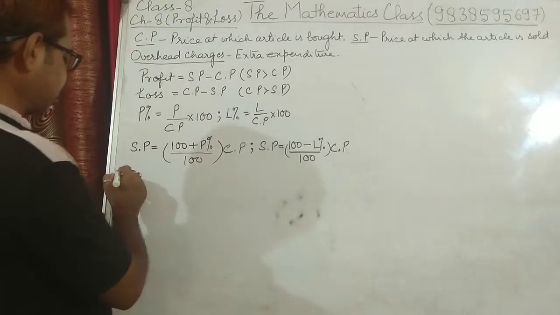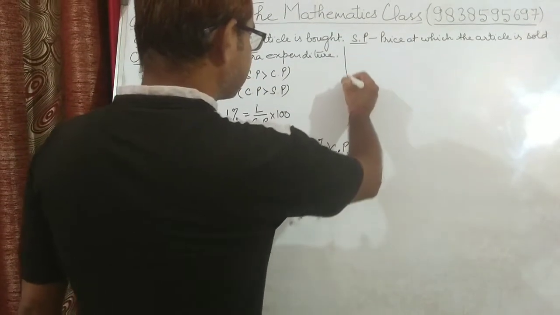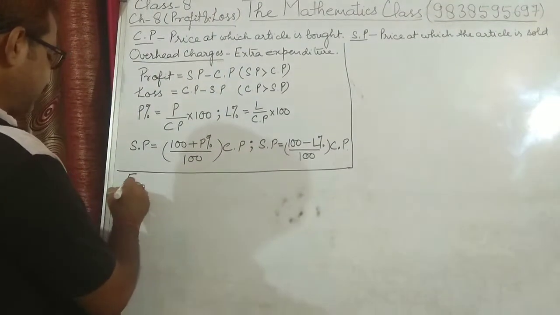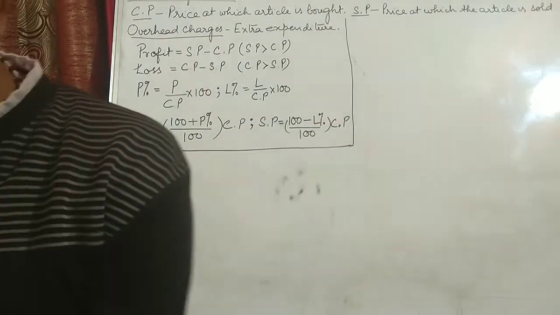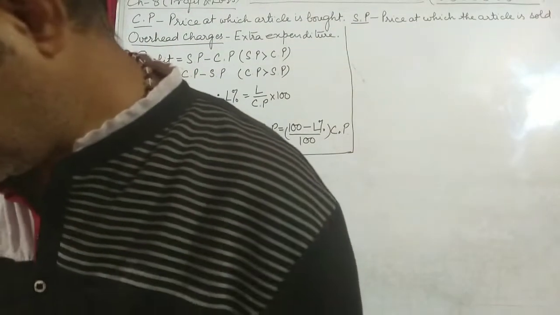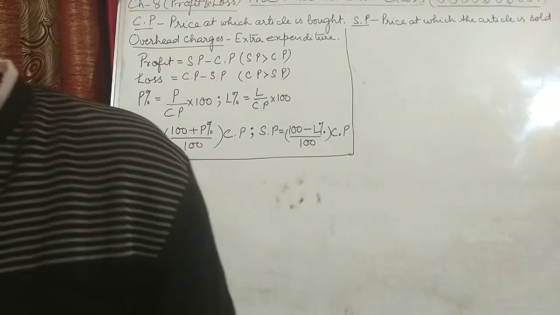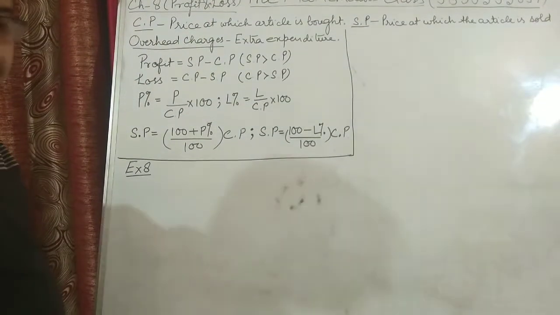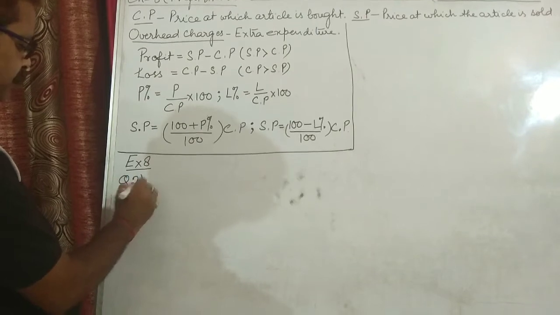Now I am starting the exercise. In this, let's see what is there. Exercise 8. There are, I think, 12 questions. So I will be doing in the multiples of 2. Let's start with question number 2.